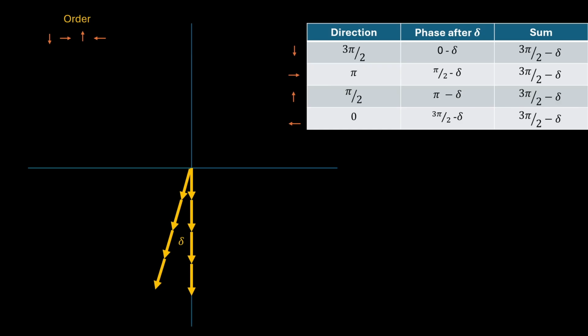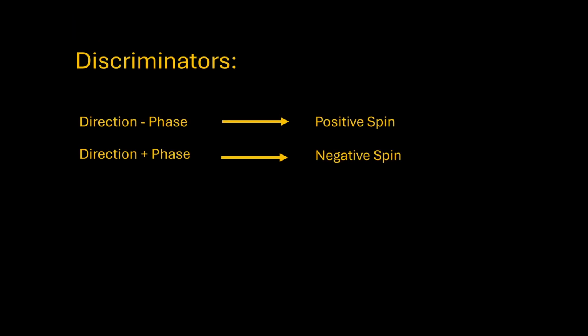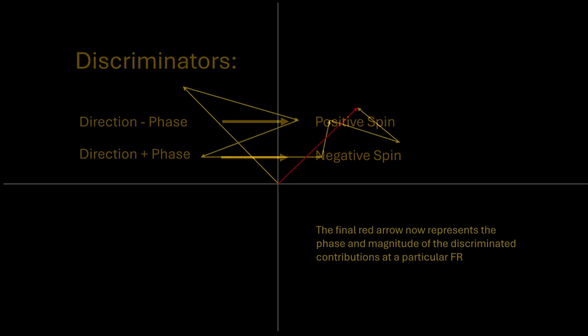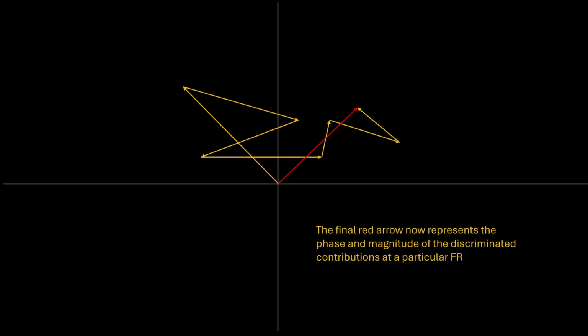In summary, we have developed 2 different discrimination processes. If we subtract phase from direction, we get a measure of positive spin. If we add direction and phase, we get a measure of negative spin. In both cases, we sum the contributions, much like the Feynman sum, but now we get a final value for spin, phase and magnitude at an FR.